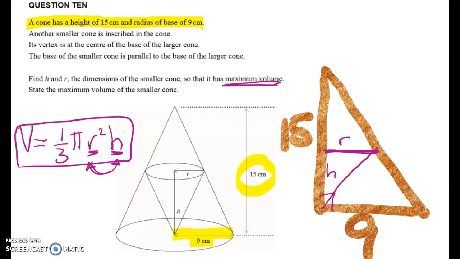There are three methods that usually will work. Similar triangles, Pythagoras, and trig. The one that I'm going to use here is similar triangles. So that's your clue. Pause the video and try to get as far as you can using this diagram here to get a link between r and h.